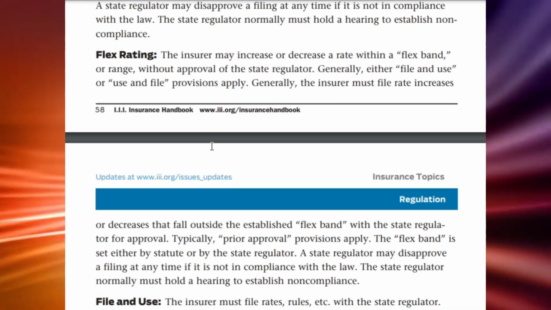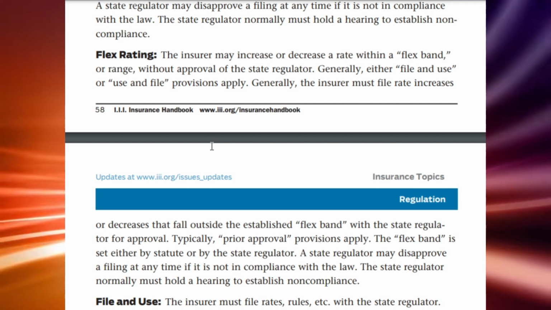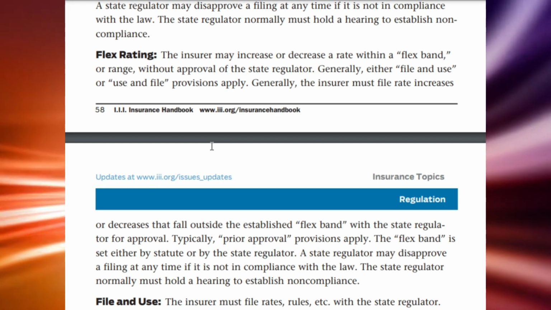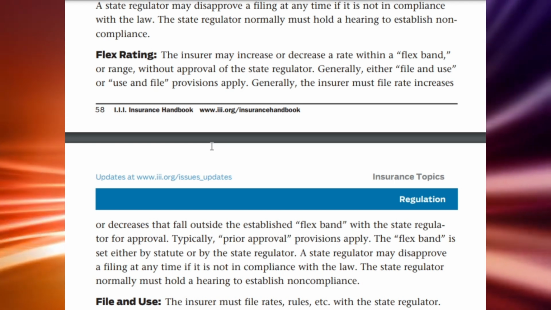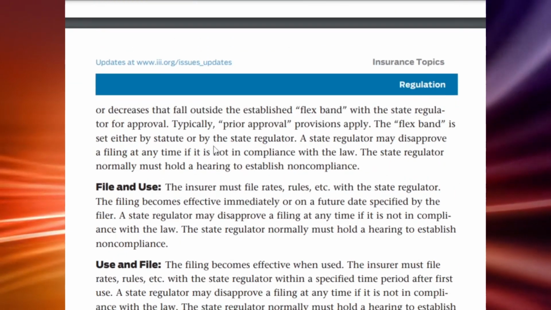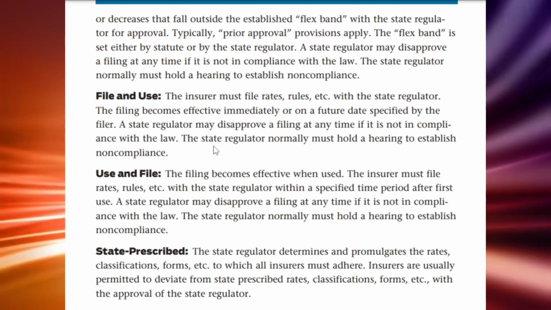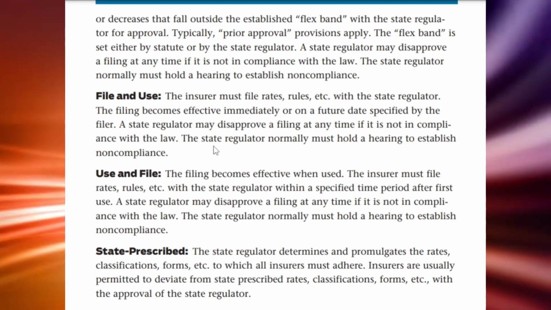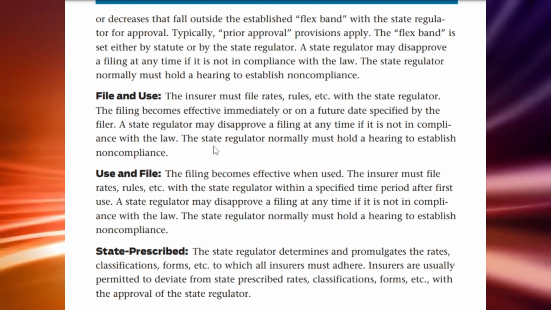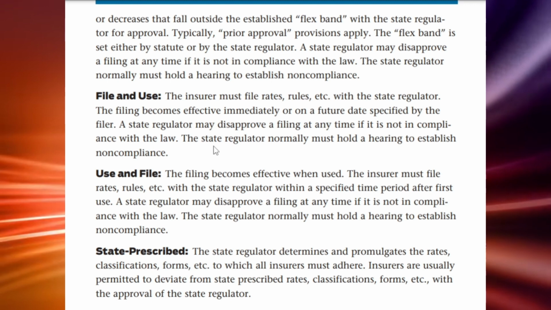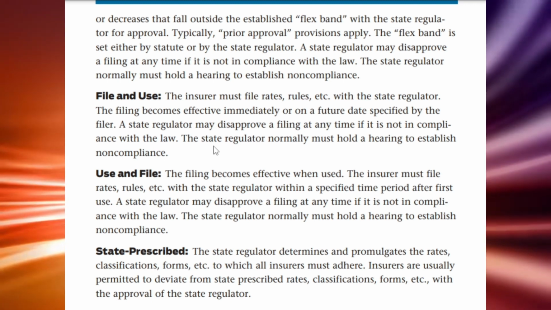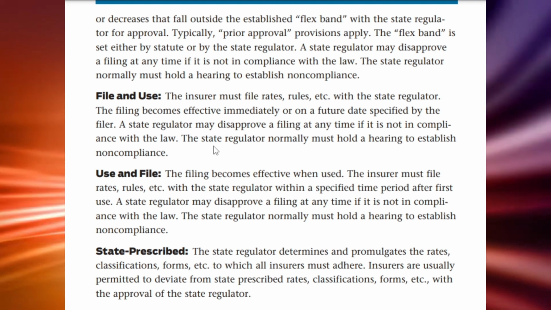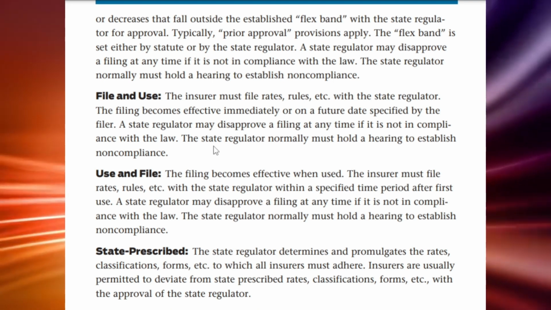Flex rating. The insurer may increase or decrease a rate within a flex band or range without approval of the state regulator. Generally, either file and use or use and file provisions apply. Generally, the insurer must file rate increases or decreases that fall outside the established flex band with the state regulator for approval. Typically, prior approval provisions apply. The flex band is set either by statute or by the state regulator. A state regulator may disapprove a filing at any time if it is not in compliance with the law. The state regulator normally must hold a hearing to establish non-compliance.